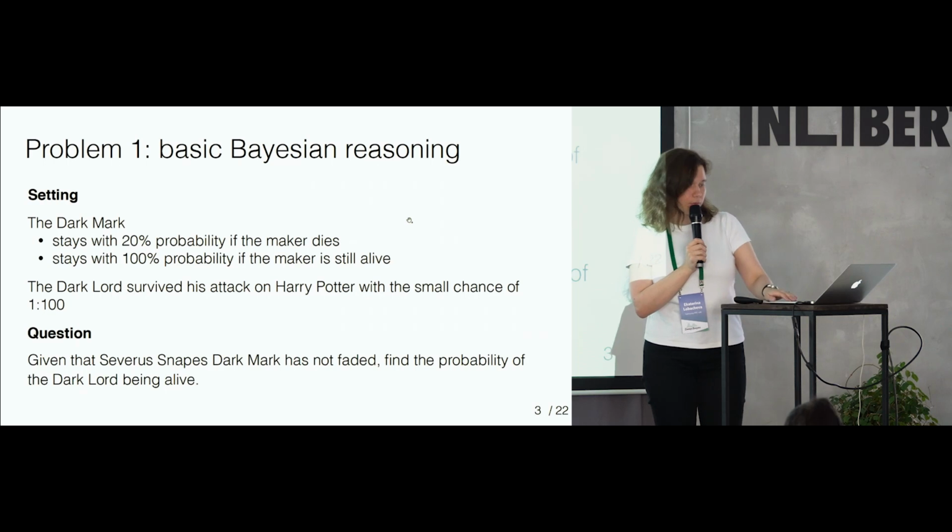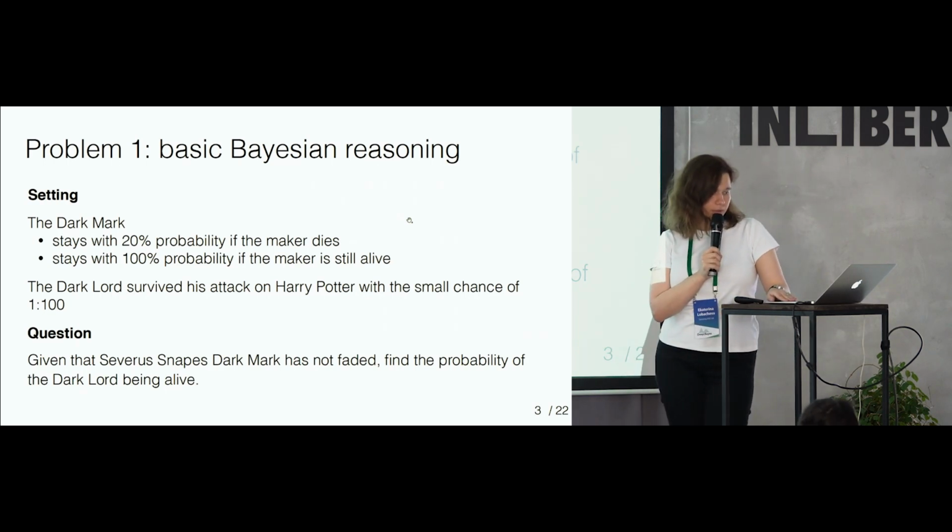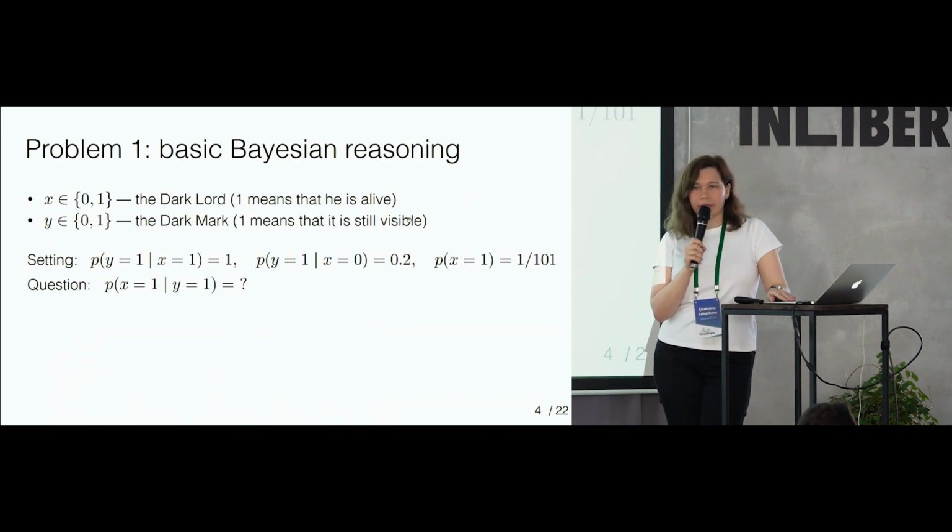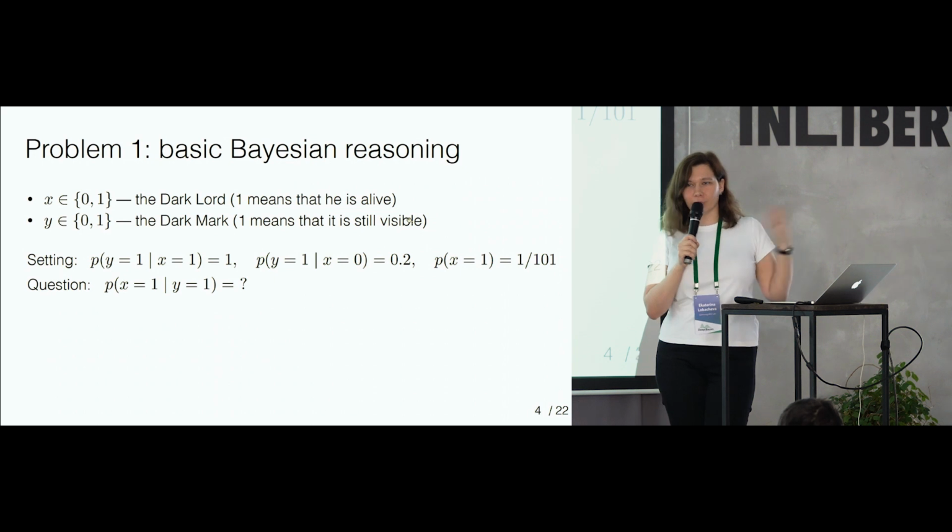So, this problem is, let's first discuss the mathematical formulation. Here we have two random variables, x and y. Both of them are binary. The first one corresponds to the Dark Lord, so it's equal to 1 if the Lord is alive. The second one corresponds to the dark mark, so it's equal to 1 if the mark is still visible. And on the slide you see the formulation of the problem in formulas.